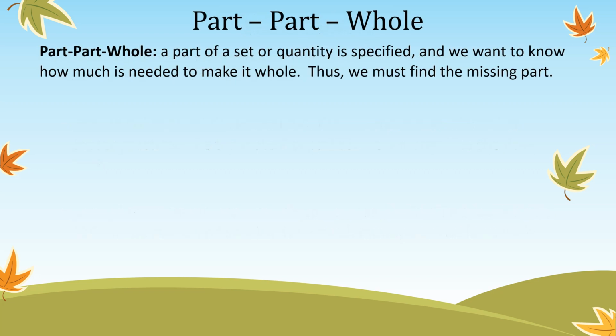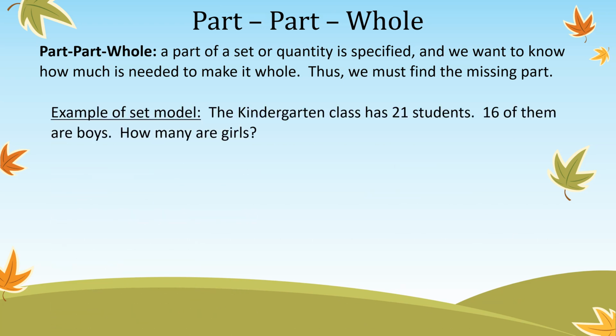Now, another thing that would indicate subtraction is the part-whole model, where a part of a set is specified, and we want to know what the other part is needed to make a whole, right? So you are looking for the missing part, looking for the missing add-in. Therefore, it is subtraction. So an example of that will look like this.